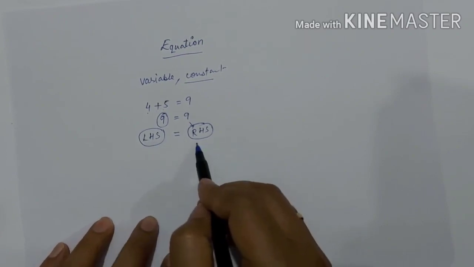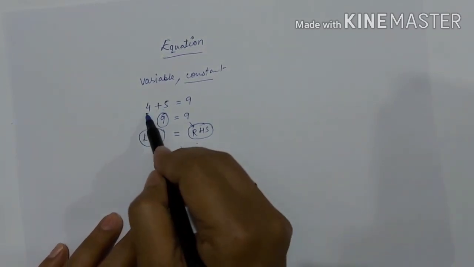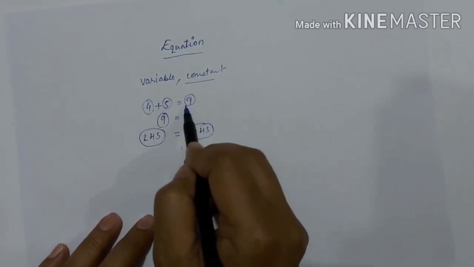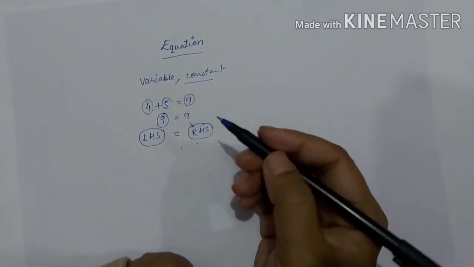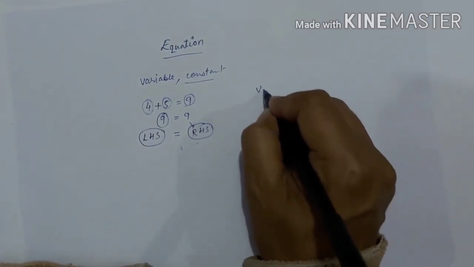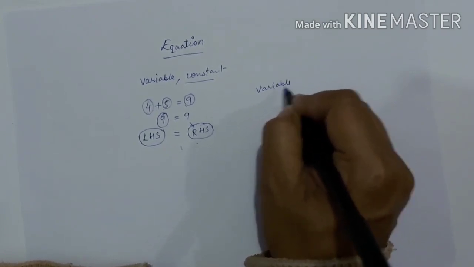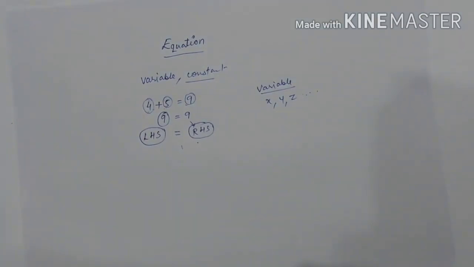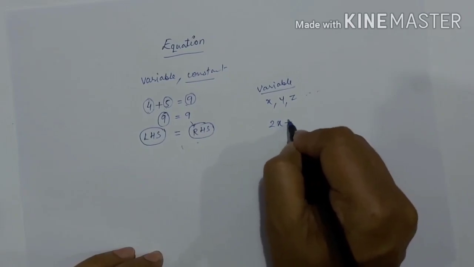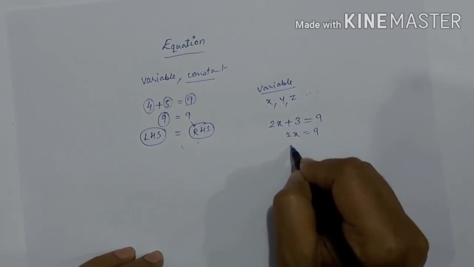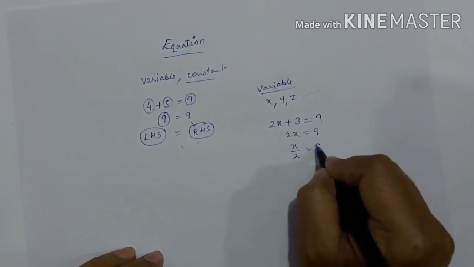So this is an equation, but here 4 plus 5 and 9 are all numerical numbers. It does not only use a variable. An algebraic equation uses a variable. Variable means you have used any x, y, z and so on. Now suppose 2x plus 3 is equal to 9.